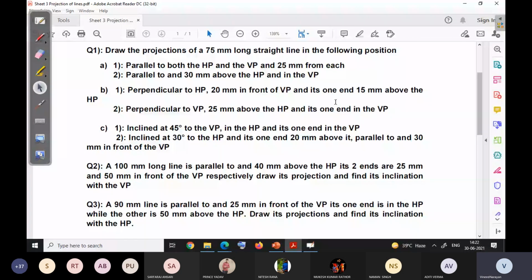If I take this perpendicular to VP 25 mm above, so in this case one projection may be a dot. Okay, I will take this also. Question: perpendicular to VP and 25 mm in front of the vertical plane, and its one end is 15 mm above the HP. Okay.